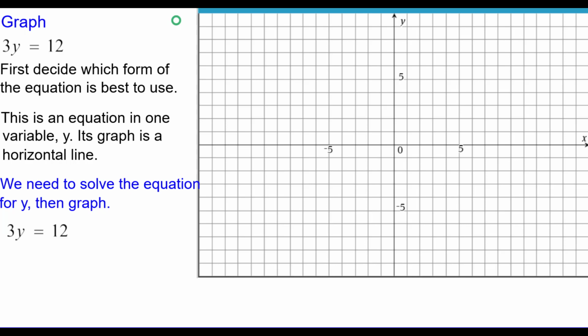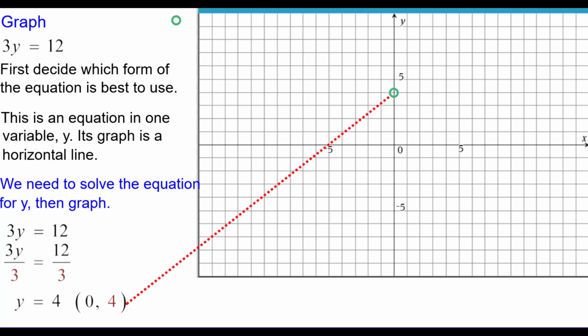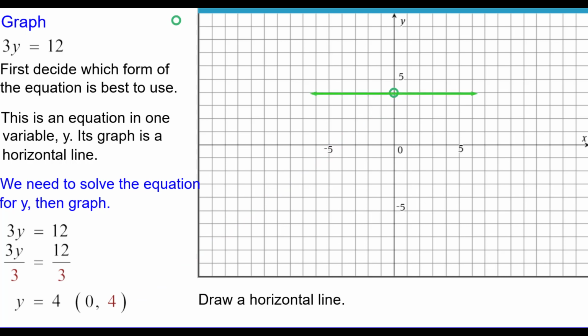Solving for y, we divide both sides by 3 and get y equals 4. We like to use intercepts, so 0, 4 is going to be the y-intercept on this graph. And since it is a horizontal line, we'll just draw that. And a horizontal line, you may recall, has a slope of 0. It has a slope, and it's the number 0.